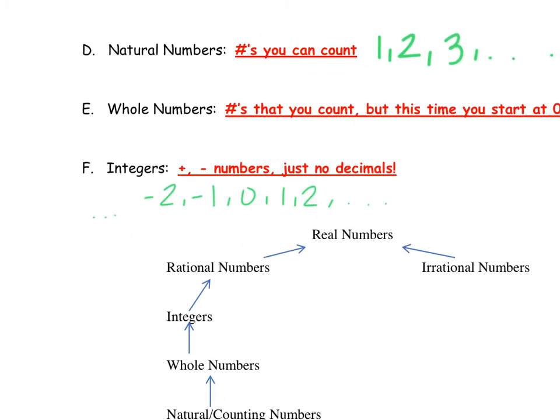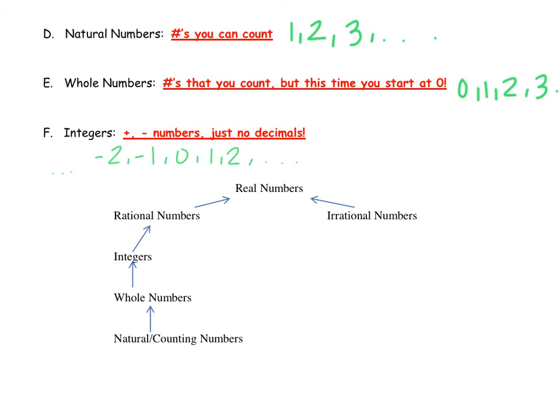At the bottom of your page, you will see this nice little flow chart. It's basically saying that we have the real numbers. And when we have the real numbers, we can break apart into the rationals, and we can break apart into the irrationals. If it's irrational, it cannot be an integer, a whole number, or a natural/counting number.